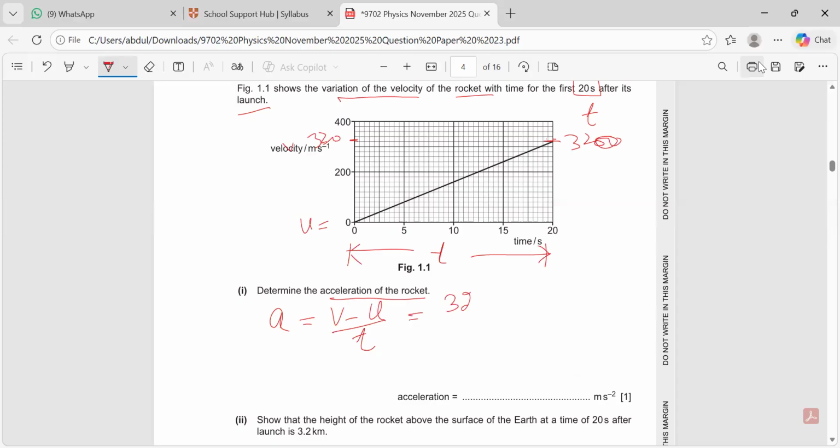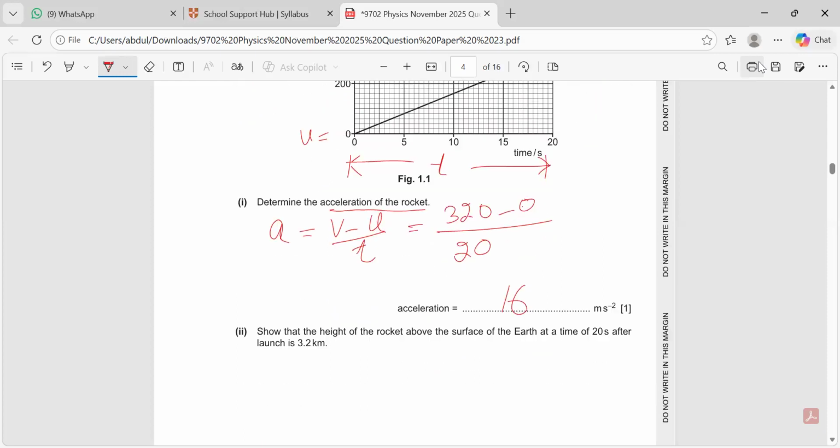Simply 320 minus 0 over t. What is the time given? 20 seconds. So 16 twos are 32. Simply the answer is 16 meters per second square. Straightforward. There is no trick, nothing.